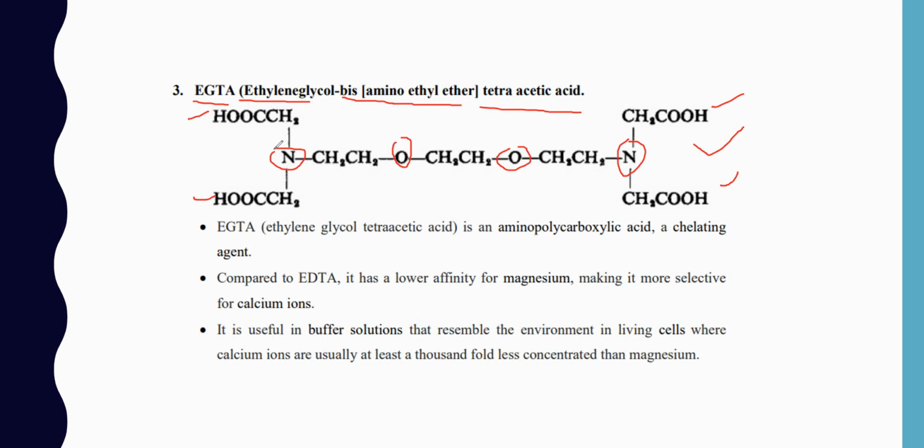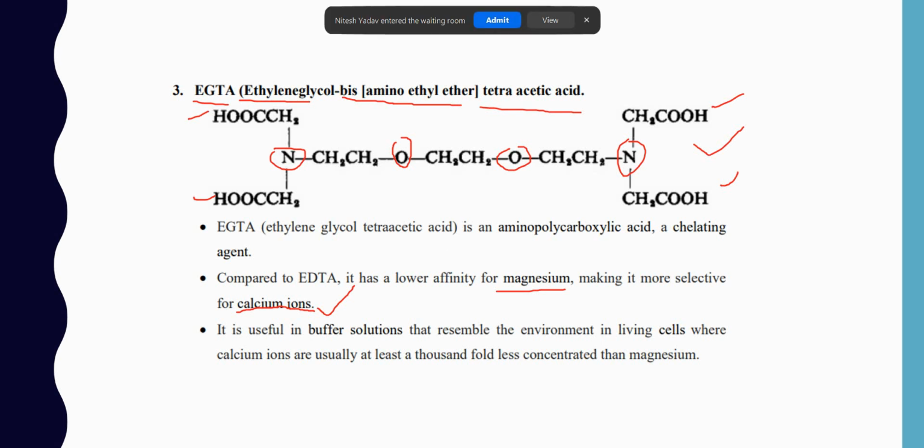EGTA is an amino polycarboxylic acid, a chelating agent or complexing agent. Compared to EDTA, it has a lower affinity for magnesium, making it more selective for calcium ions. So it doesn't coordinate more with magnesium; it coordinates more with calcium and forms a complex with calcium ions. It is useful in buffer solutions that resemble the environment in living cells, where calcium ions are usually at least 1000 times less concentrated than magnesium. So this EGTA finds its application in buffer solutions, where we are preparing buffer solutions which resemble our living environment.